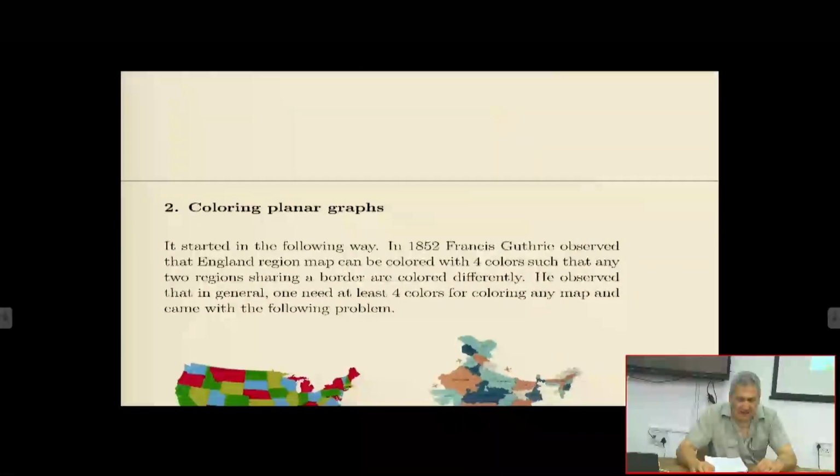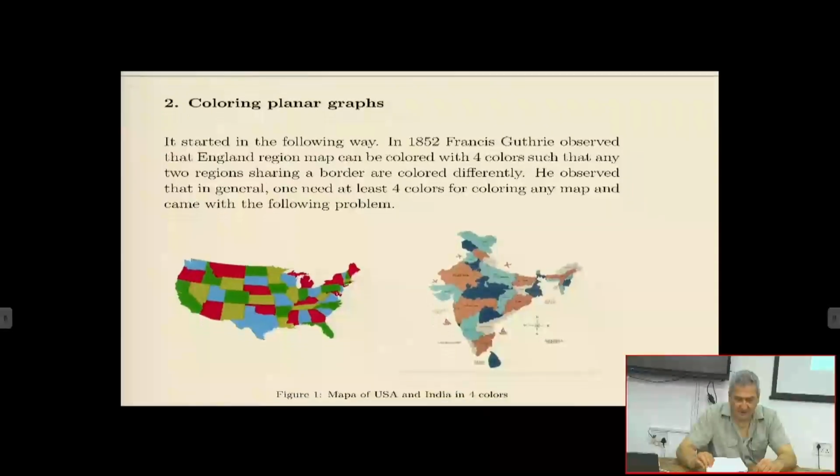Now, coloring planar graphs. Okay, you know already something. In 1852, Francis Guthrie, somebody from England, was coloring the maps of England and observed that he can do it with 4 colors. And then he played a little bit, drawing arbitrary maps, and he always managed to do it with 4 colors. And then he observed that 4 colors are necessary, yes.